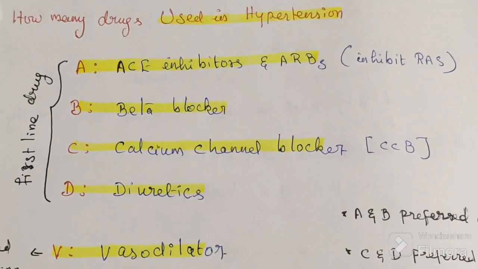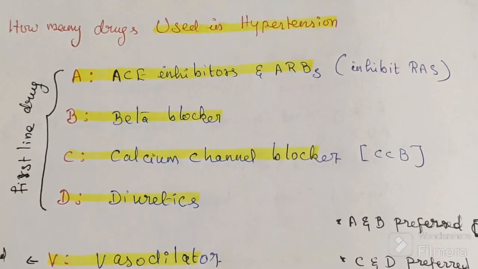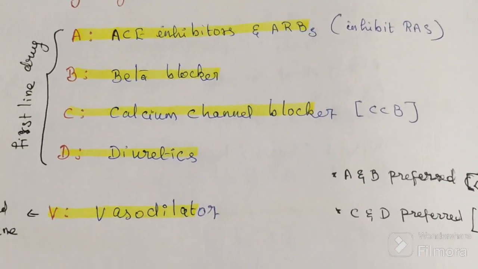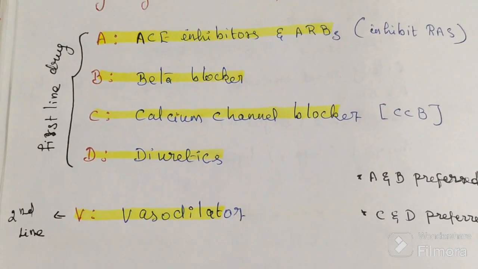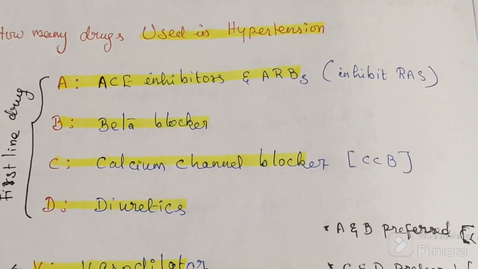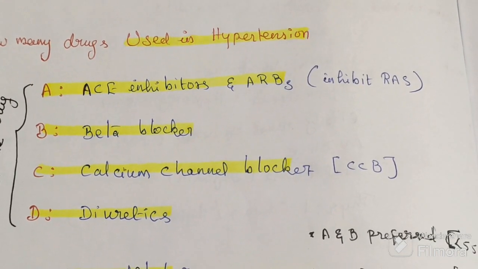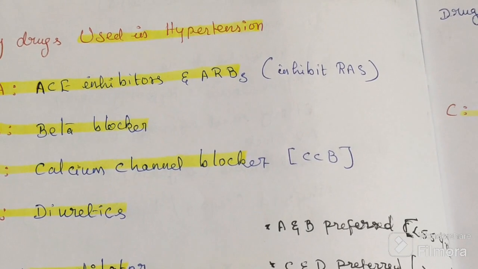So, what are the 5 drugs? A, B, C, D. These are the first line drugs in hypertension, plus vasodilator. That is the fifth drug. What is A, B, C, D? A for ACE inhibitor and ARBs. These are the drugs which inhibit RAS.